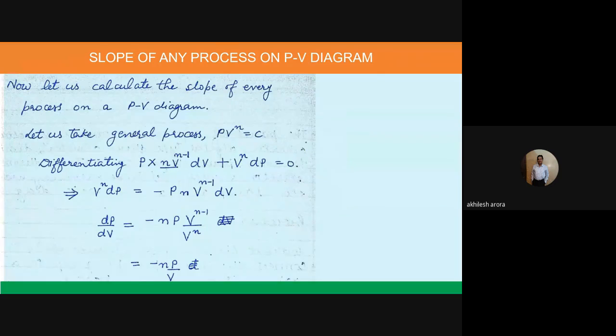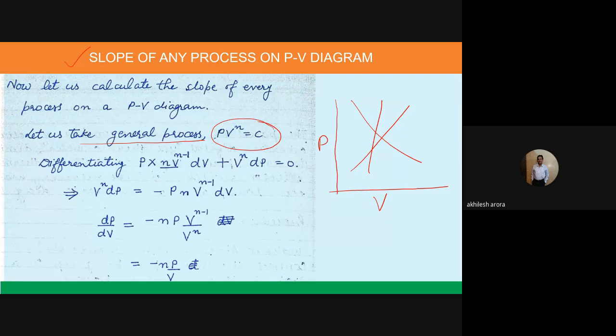Okay, now let us calculate the slope of any process on a PV diagram. For example, you have a PV diagram. You draw any line actually. For example, this line or this line or this line, and you want to calculate the slope of this particular process. Any of these lines represents a general process, and that general process is PV raised to power n is equal to constant.